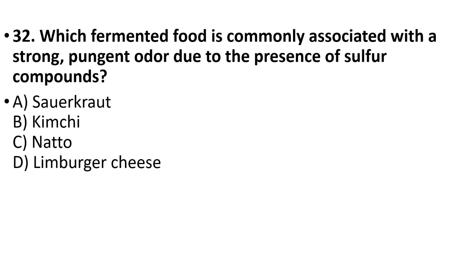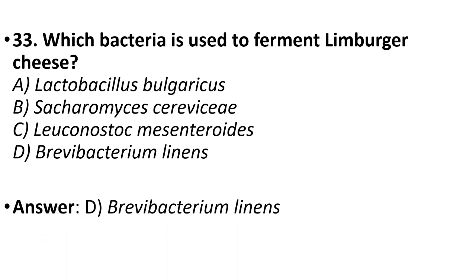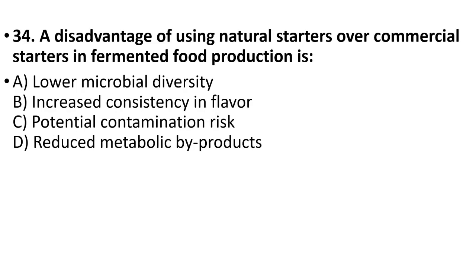32. Which fermented food is commonly associated with a strong pungent odor due to the presence of sulfur compounds? Sauerkraut, kimchi, natto, Limburger cheese. Your answer is option D, Limburger cheese. 33. Which bacteria is used to ferment Limburger cheese? Lactobacillus bulgaricus, Saccharomyces cerevisiae, Leuconostoc mesenteroides, Brevibacterium linens. Your answer is option D, Brevibacterium linens.